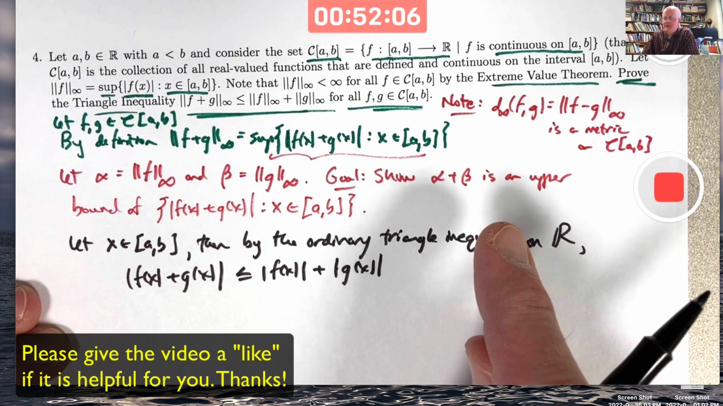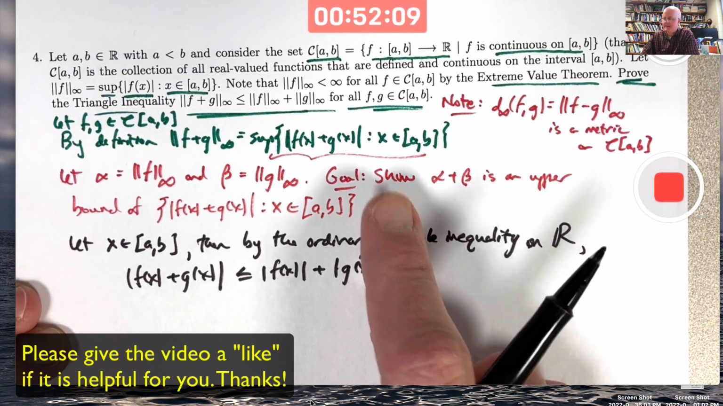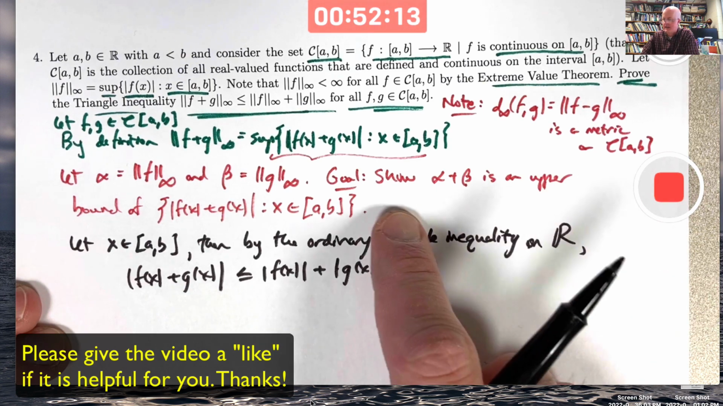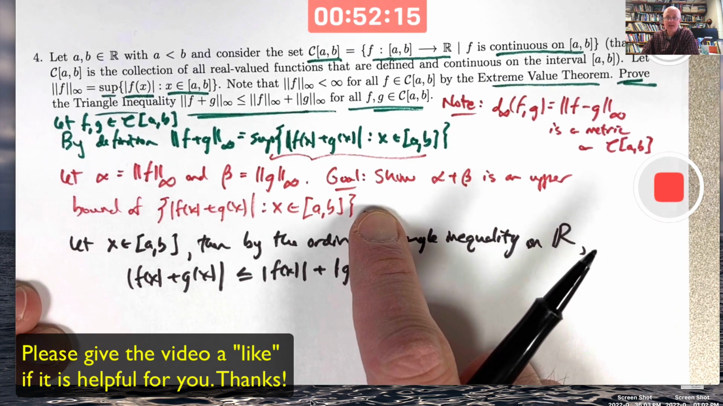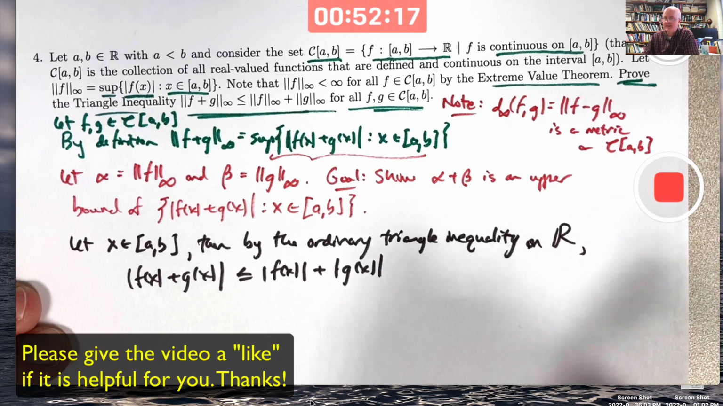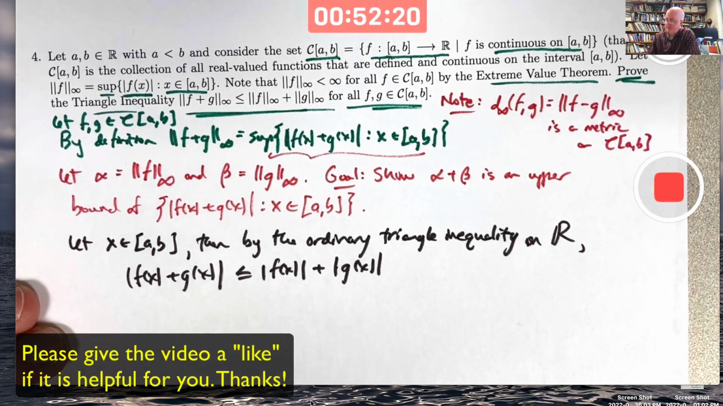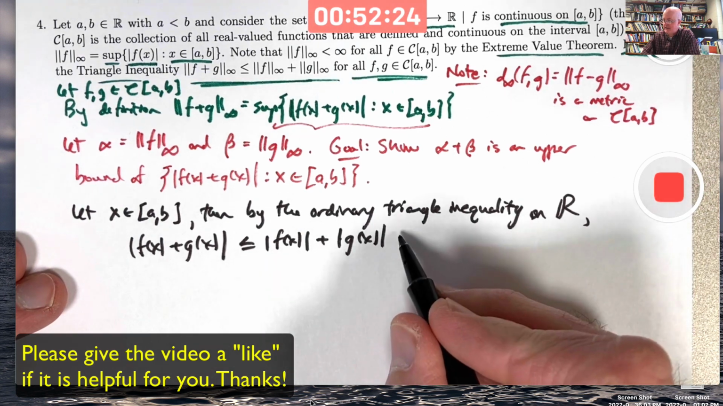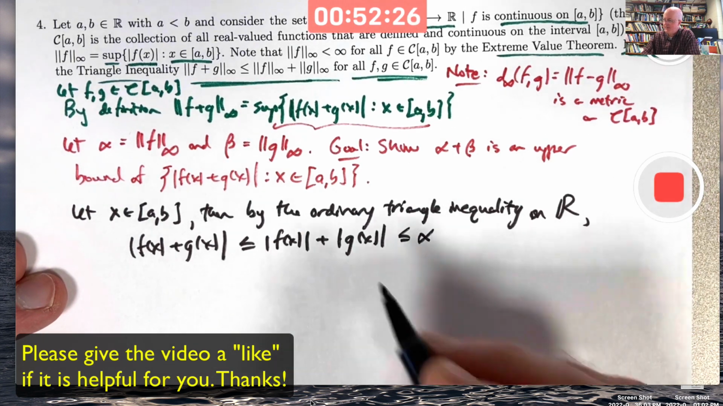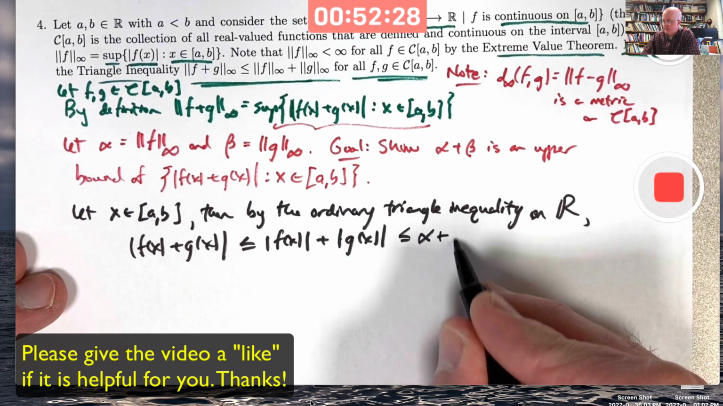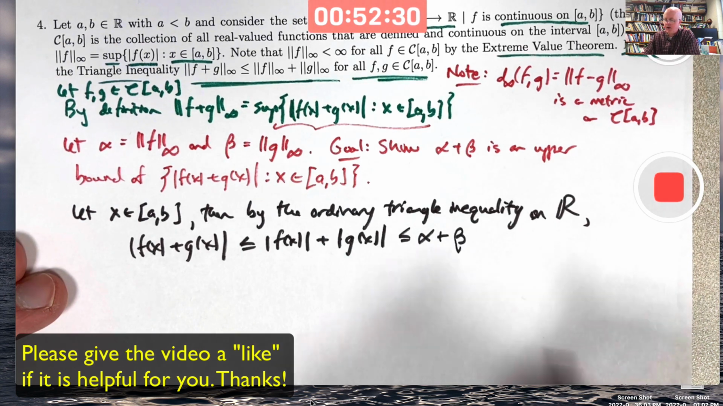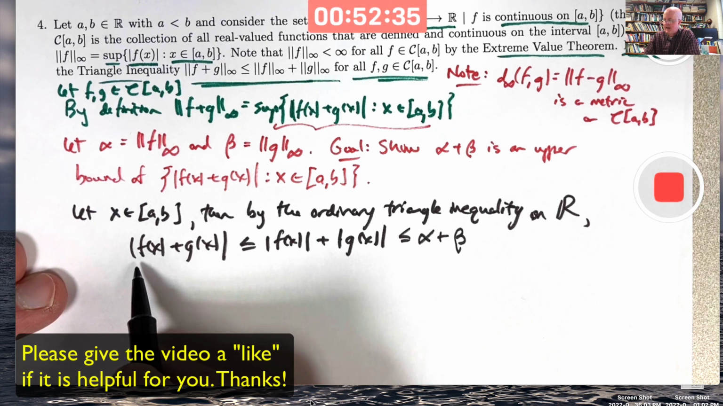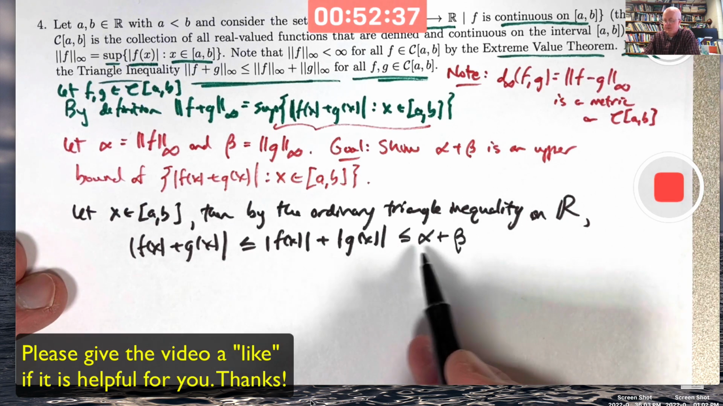Why is this goal enough? Again, the supremum of this set is the least upper bound. So if I can show alpha plus beta is an upper bound of the set, then the sup of the set will be less than or equal to alpha plus beta, because it's the least upper bound. But wait a minute. The absolute value of f of x is definitely less than or equal to alpha, and the absolute value of g of x is definitely less than or equal to beta. So for an arbitrary x in the interval, I've shown that the absolute value of f of x plus g of x is less than or equal to alpha plus beta.